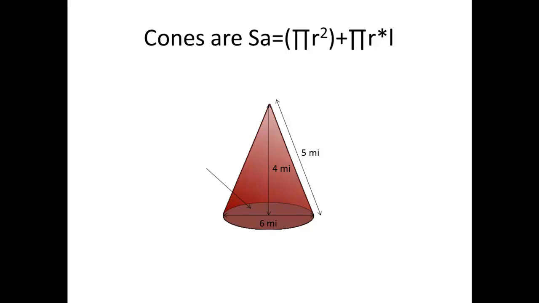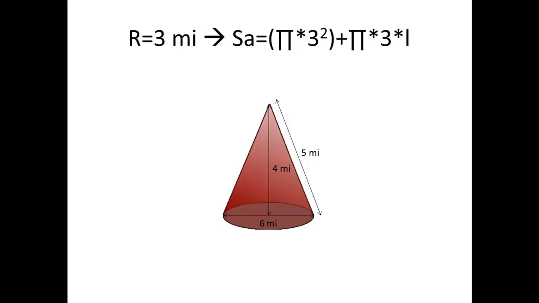Now, this is the diameter. And since this is the diameter, we know if we divide it by 2, we'd get the radius, which is 3. Now we know the radius is 3 miles. So if we plug it into the equation, surface area equals pi times 3 squared plus pi times 3 times the slant height, which we said earlier is 5 miles.